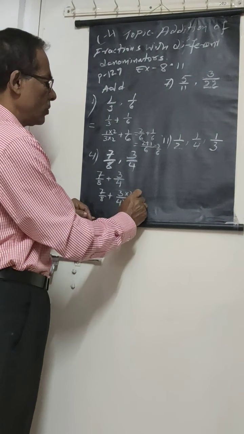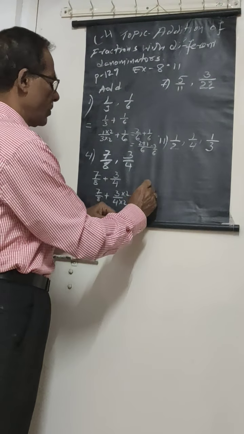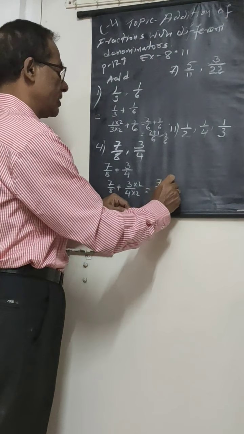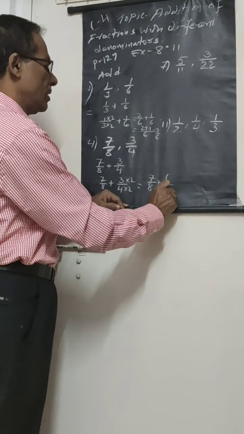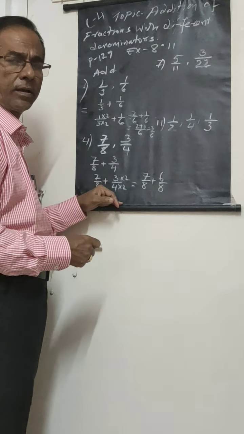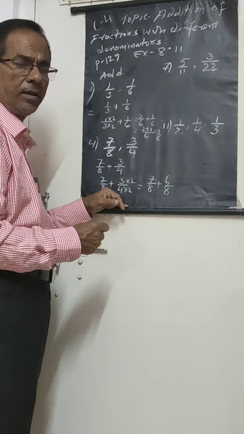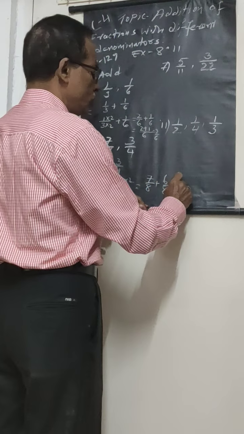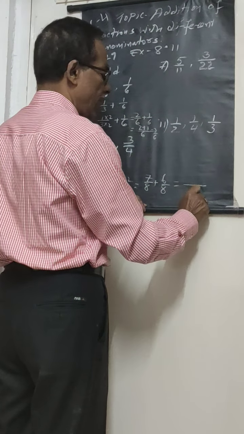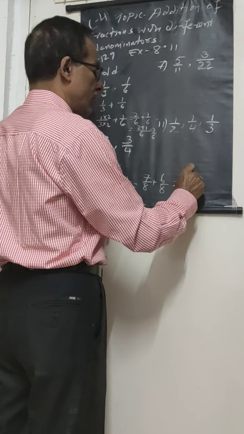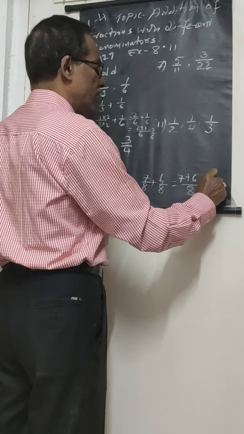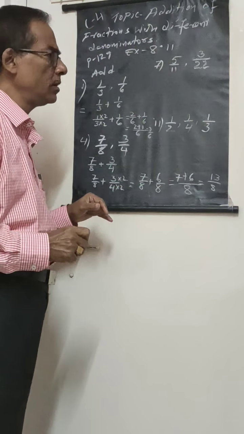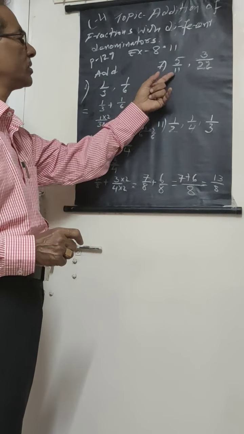Okay, so now it is 7 by 8 plus 6 by 8. Now again it has become as earlier. Now it is like fractions, and as usual you have to take 8 like this, and 7 plus 6 is 13 by 8. Okay, this one also same.